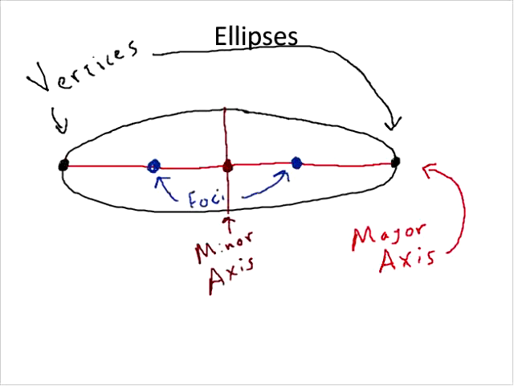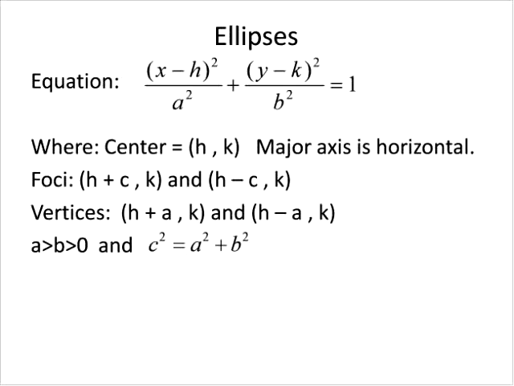Let's talk about an equation now. All right, here's my equation. My equation says (x minus h) squared over a squared plus (y minus k) squared over b squared equals 1. Okay, the center is going to be this (h, k). The foci are (h plus c, k) and (h minus c, k), and the vertices are (h plus a, k) and (h minus a, k). But here's the deal. a is going to be the largest of the two numbers, and this relationship always holds: c squared equals a squared minus b squared.